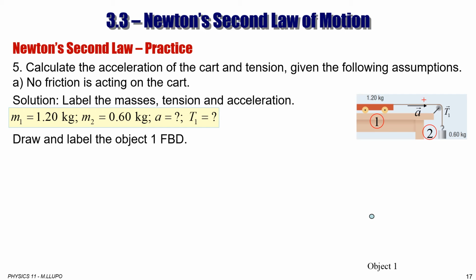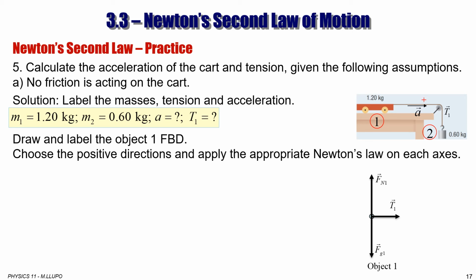As in solving any dynamics problem, you have to draw a free body diagram. Let's start by drawing a free body diagram of object 1, the cart. Object 1 has a force of gravity. Label it Fg1. Make sure you don't forget that. There's a normal force acting on the cart. And there's a tension pulling the cart to the right, and that will be the positive direction.